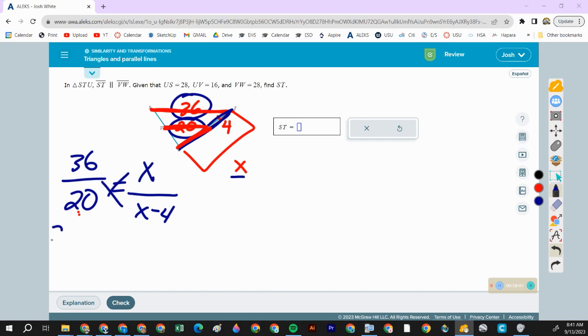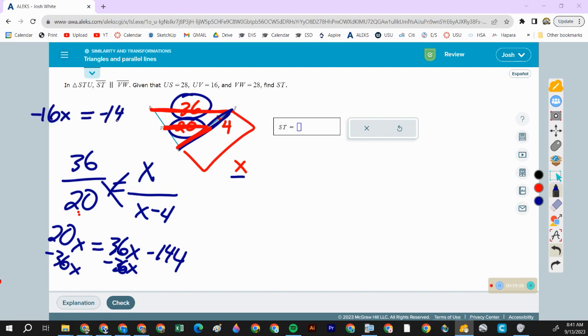So we cross multiply. 20x is equal to 36x minus 144. So I'm going to subtract 36x. Negative 16x equals negative 144. Divide by 16. That's going to be 9. So x equals 9.